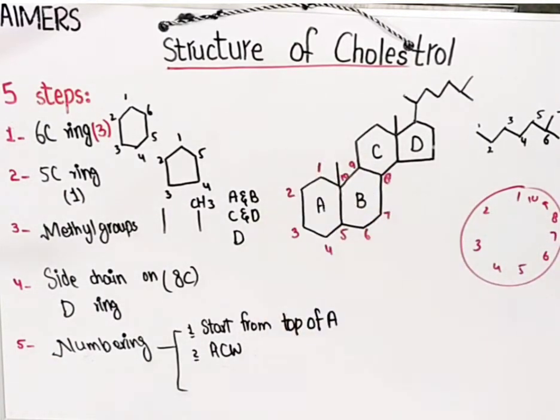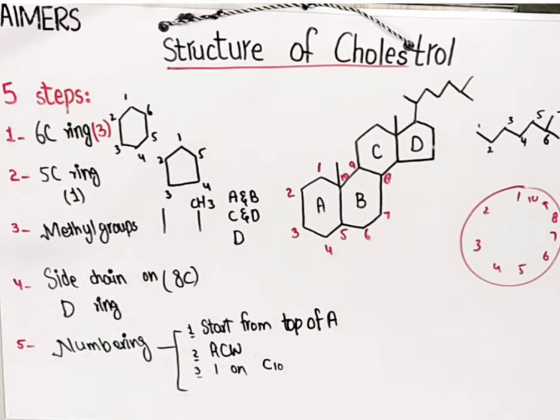Okay, got it? Now, if you want to check that your numbering is correct, the third step is to check that the methyl group is on carbon number 10. Yes, it's on carbon number 10. You have drawn it in the best manner, so your structure is correct. Now, what is the next step?